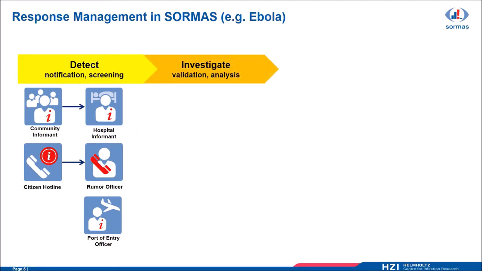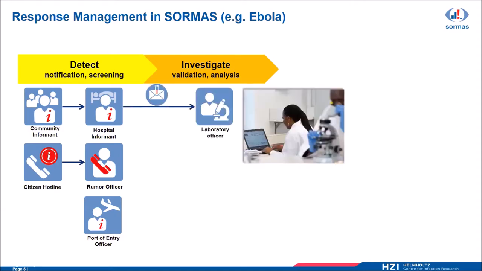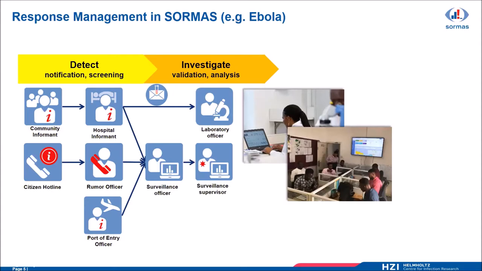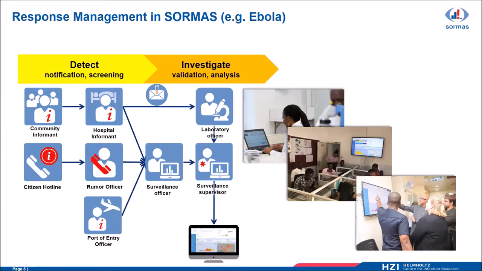For investigation, validating and analysis, you have another set of people, especially the lab, for instance, who collects the samples and then does the testing. And then all the information collected from the samples and the testing is entered into SORMAS. The surveillance officer also is the one that goes to investigate, validate, and reports to the surveillance supervisor. And the surveillance supervisor is the one who now validates and ensures that what has been collected has been properly validated. Every one of these folks enters all information directly into SORMAS based on their different interactions. And the picture on the right is just an example of the DG of the Nigerian Center for Disease Control and Rebecca Martin from US CDC, who is looking at the dashboard at the EOC in Nigeria.